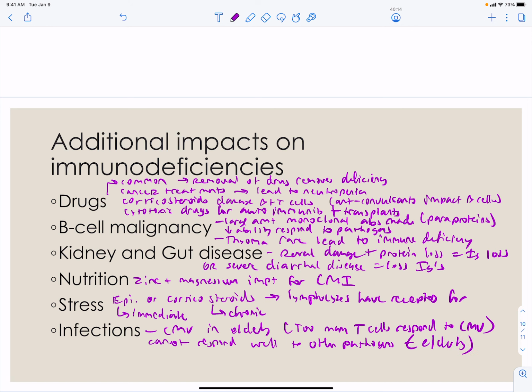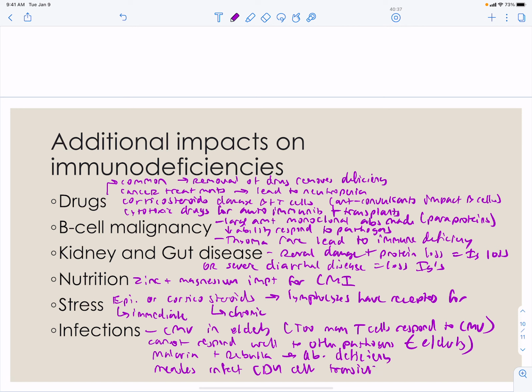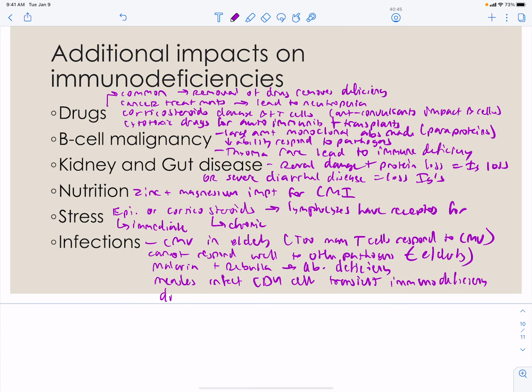And then you also have malaria and rubella, which are going to cause antibody deficiencies. And then measles infects CD4 cells, so you get a transient immunodeficiency. And most people die from pneumonia. And it could be months after measles.